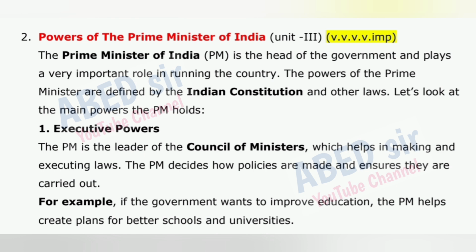1. Executive powers. The PM is the leader of the Council of Ministers, which helps in making and executing laws. The PM decides how policies are made and ensures they are carried out. For example, if the government wants to improve education, the PM helps create plans for better schools and universities.